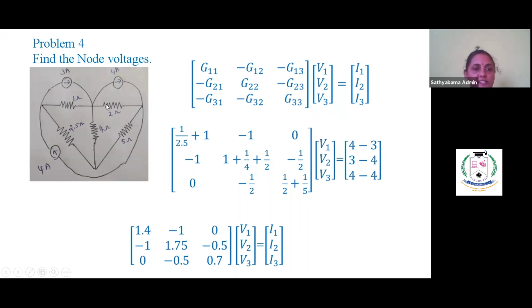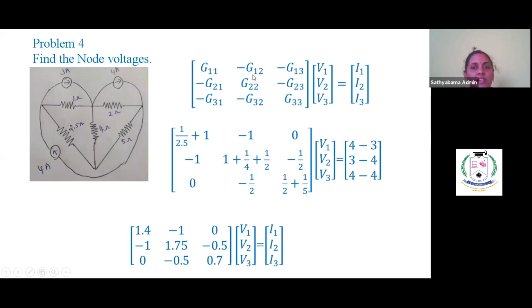So for this, as it is a 3 node circuit, you get a 3 cross 3 matrix. Now consider the first node, G11. For G11, you have 2 resistances connected here, 2.5 and 1. So you write it as 1 by 2.5 plus 1 by 1, which is going to be 1. So I just put it as 1.